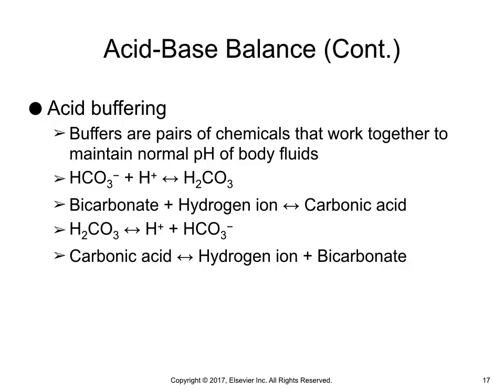Other buffers include hemoglobin, protein buffers, and phosphate buffers. Cellular and bone buffers also contribute. Buffers normally keep the blood from becoming too acidic when acids that are produced by cells circulate to the lungs and kidneys for excretion.